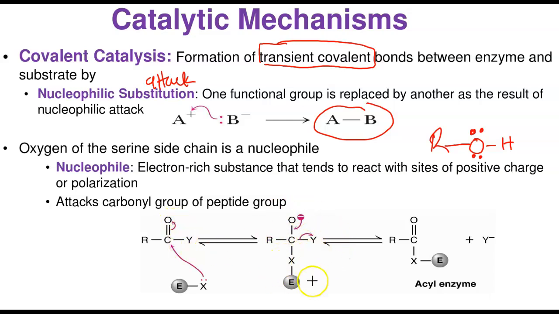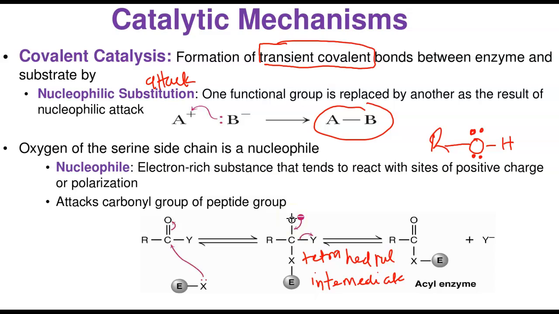This complex. This is a temporary enzyme substrate complex. And this is what we call tetrahedral intermediate. And we say tetrahedral because it has a tetrahedral shape. Tetrahedral intermediate, because a tetrahedral geometry, remember in your VSEPR model, a tetrahedral geometry tells you that there are four atoms attached to the center. So there is Y, there is O, there is R, and there is X attached to this carbon. So this is a tetrahedral intermediate.